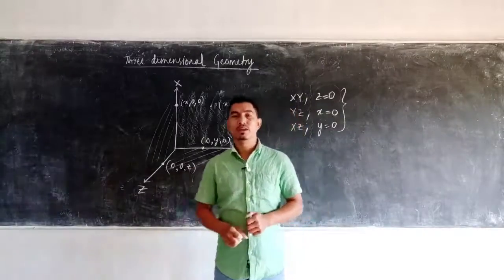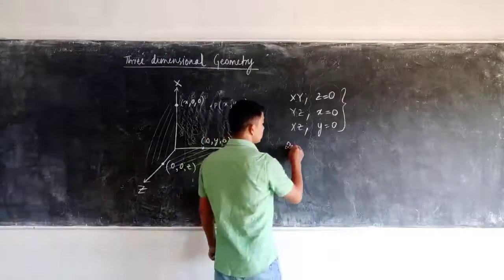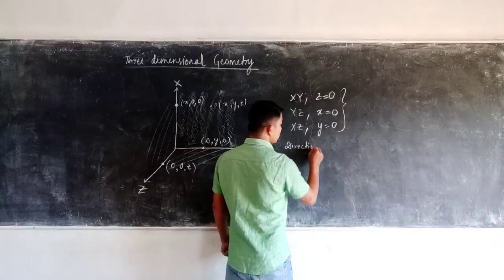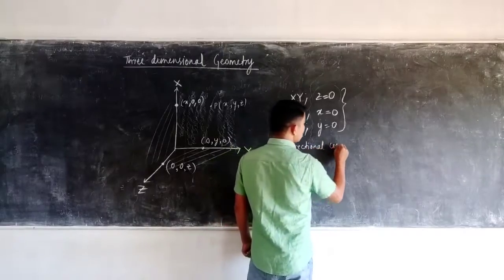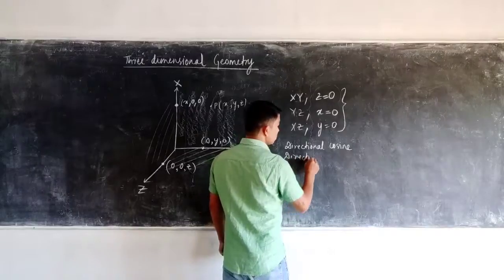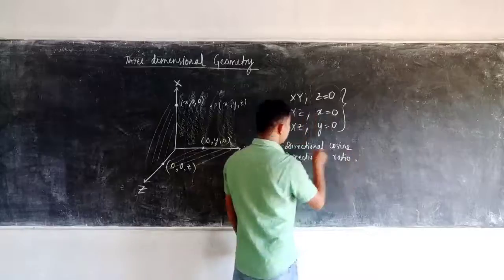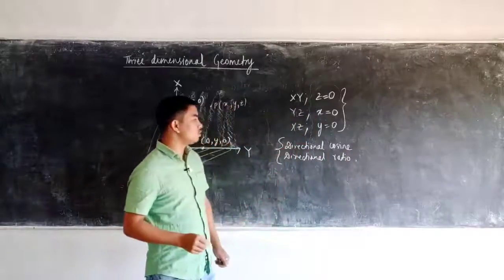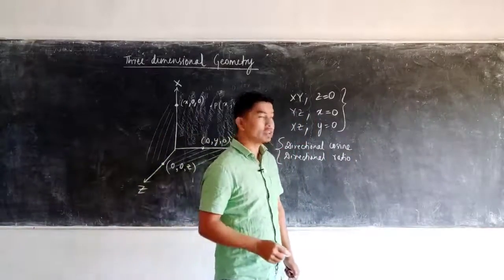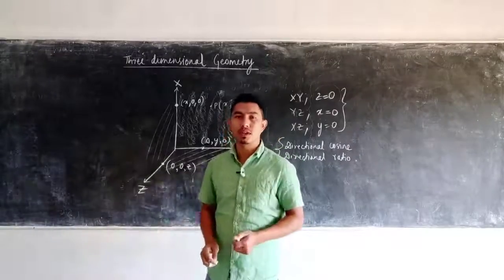Now there are some important terms like the direction cosine and the direction ratio. We'll try to understand how to find the direction cosine and the direction ratio for you by solving some of the problems given in your book.